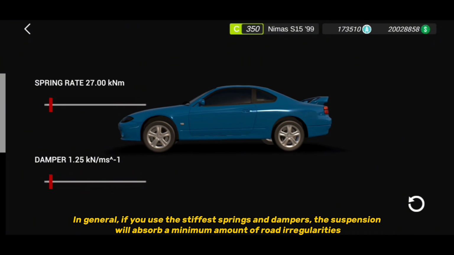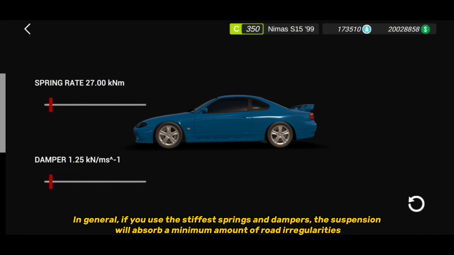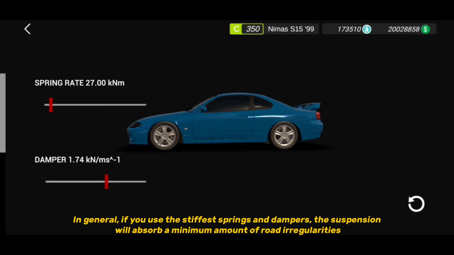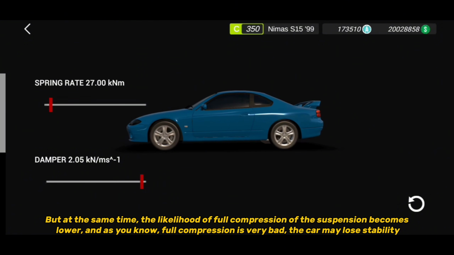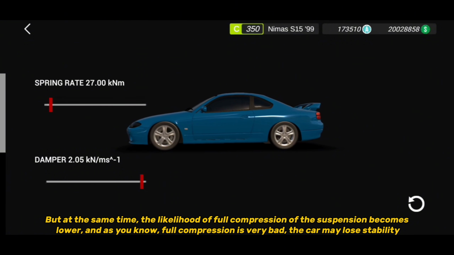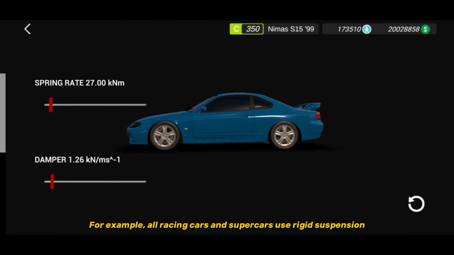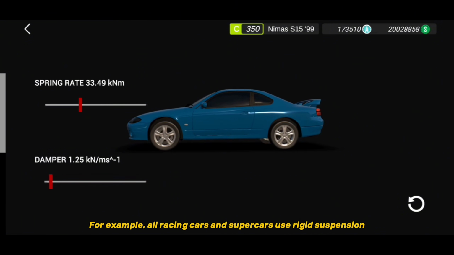In general, if you use the stiffest springs and dampers, the suspension will absorb a minimum amount of road irregularities. But at the same time, the likelihood of full compression of the suspension becomes lower, and as you know, full compression is very bad, the car may lose stability. For example, all racing cars and supercars use rigid suspension.